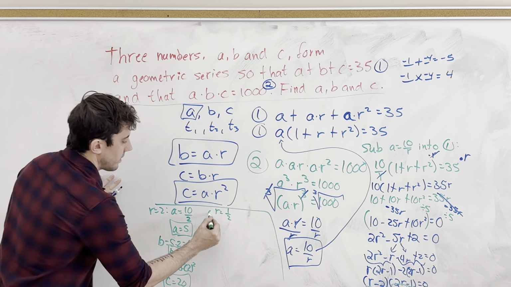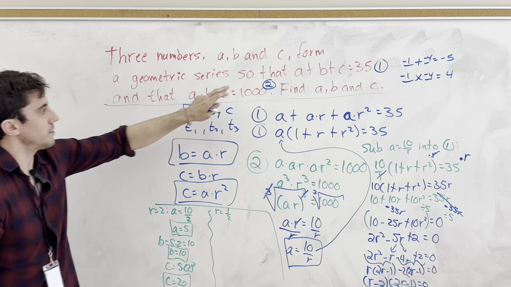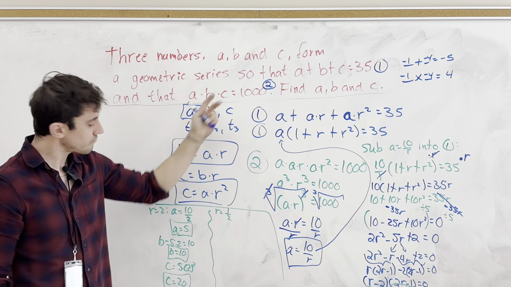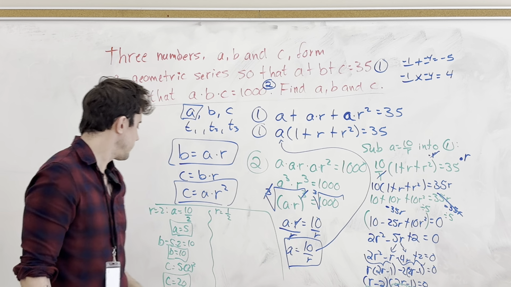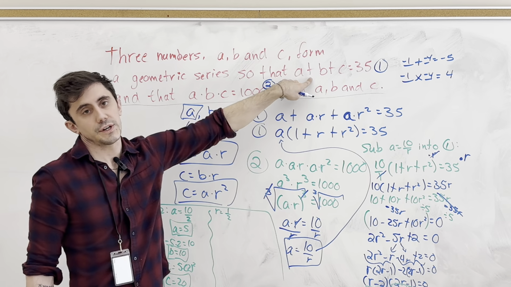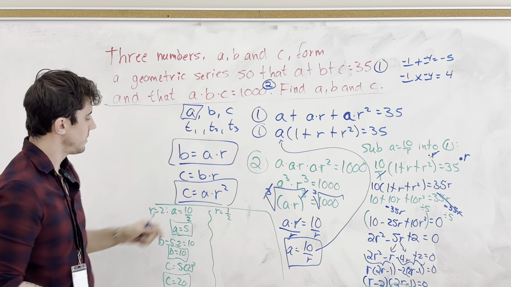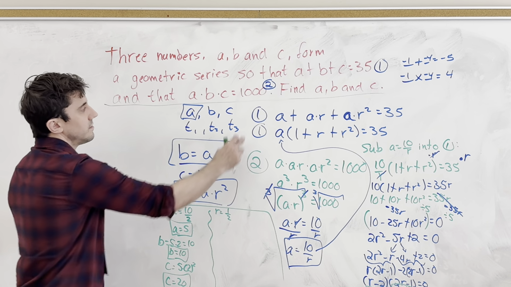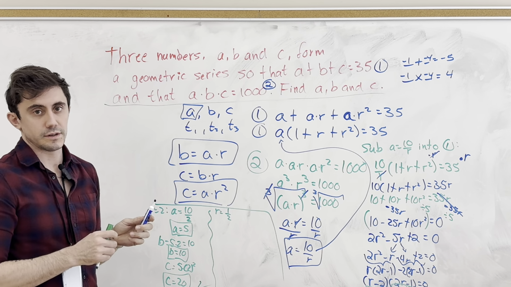Let's analyze this first solution for a second. Does this solve both equation 1 and equation 2? Well, A plus B plus C should be equal to 35. Let's check that. A plus B plus C is 5 plus 10 plus 20, which is 35. Equation 1 holds. Equation 2, A times B times C equals 1,000. 5 times 10 is 50, times 20 is indeed 1,000. And so this solution for sure works.